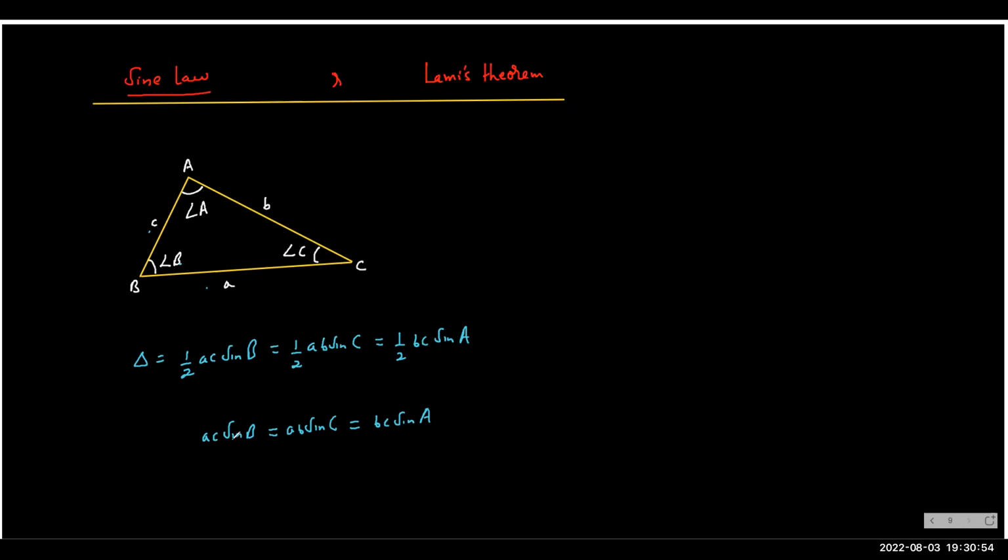These are the area formulas, and then we can equate them, and therefore we can divide by ABC everywhere. So you can divide by ABC here, here. And if you divide by ABC, you get something very, very interesting. What's the answer you're getting?